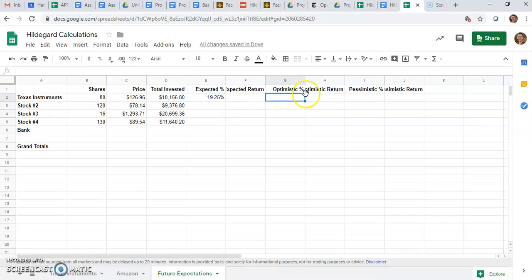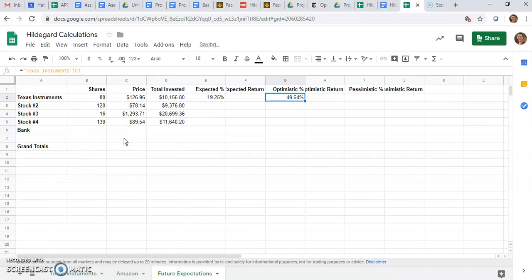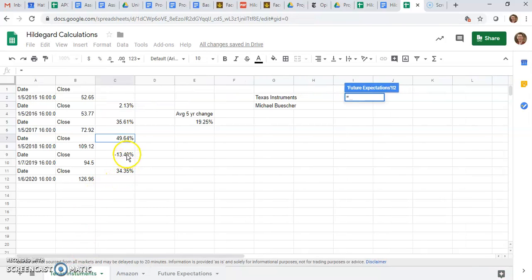So the optimistic is going to be the easiest, the best return from the last 4 or 5 years. So it starts with a formula. It starts with an equals. We'll go back here, and the best return was from 2017 to 2018 when it went up 49.5%. And the worst year starts with an equals. Back to this page. The worst year is when it went down 13.4%.